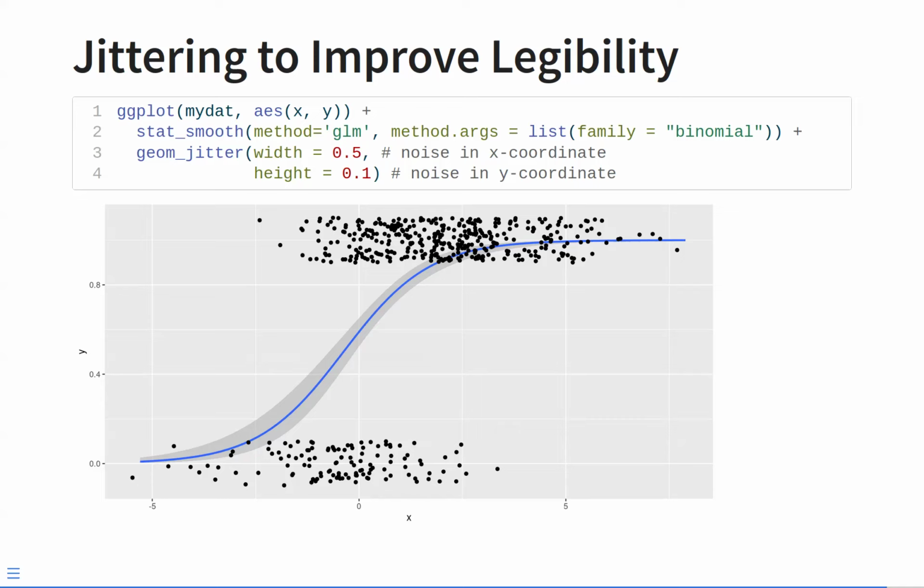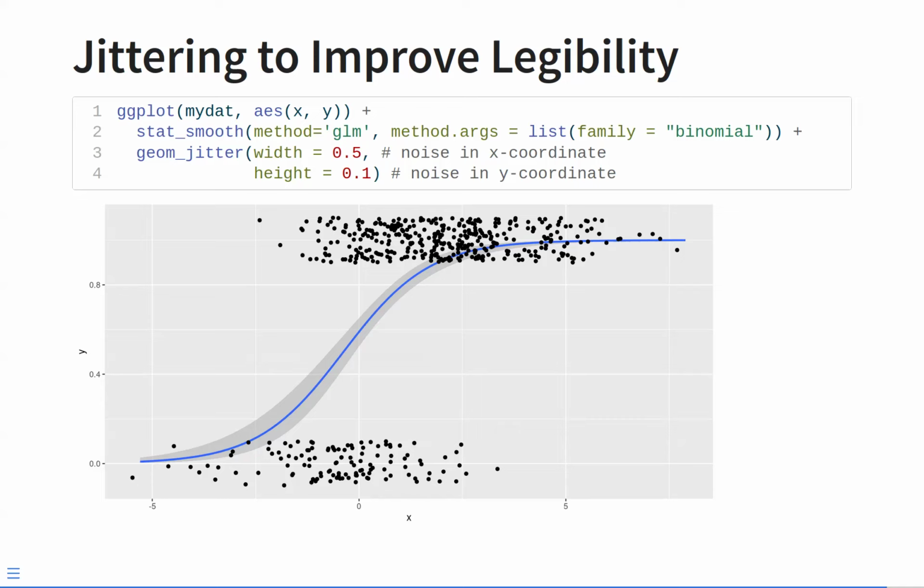So what I'm going to do here is I'm going to add a little tiny bit of jitter in the x and y coordinates. And I can use that using the geom called geom underscore jitter. I specify two arguments there. Width is the noise in the x coordinate, so I've set that to 0.5, and height is the noise in the y coordinate. I've set that to 0.1, and you may have to play around with that a bit to get a picture that is visually appealing.